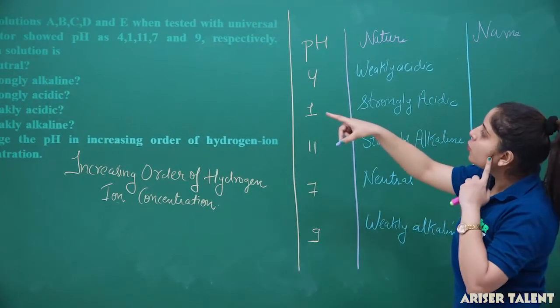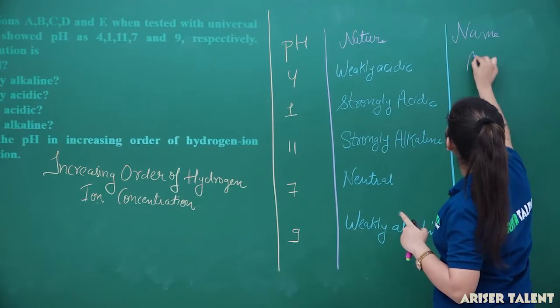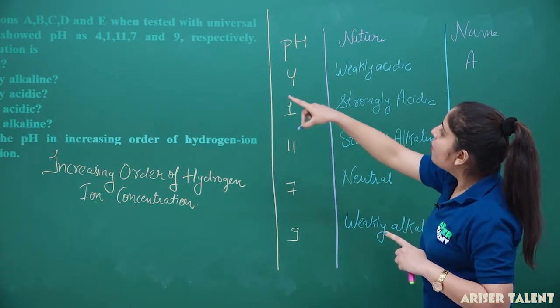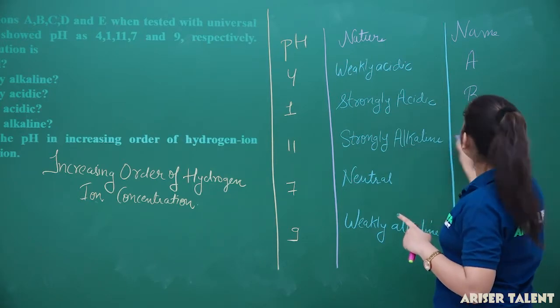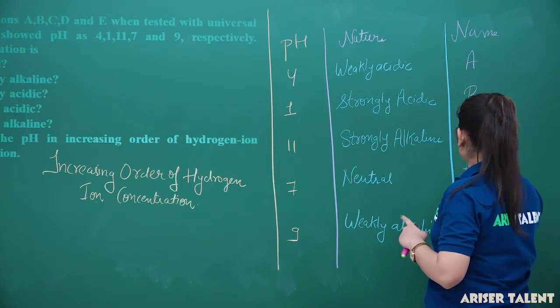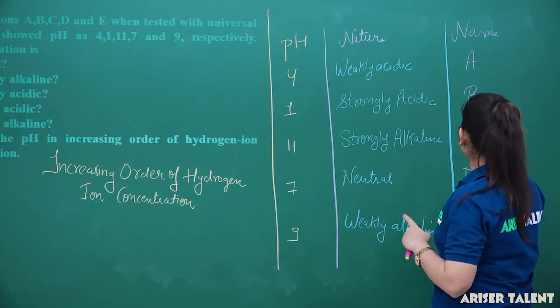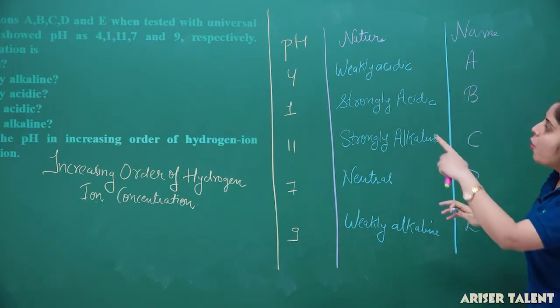The 4th number solution will be A, so I am writing A here. After 1 will be the B number compound. So it is B. 11 will be C, and it will be D, and it will be E. So this will be the order of the compounds.